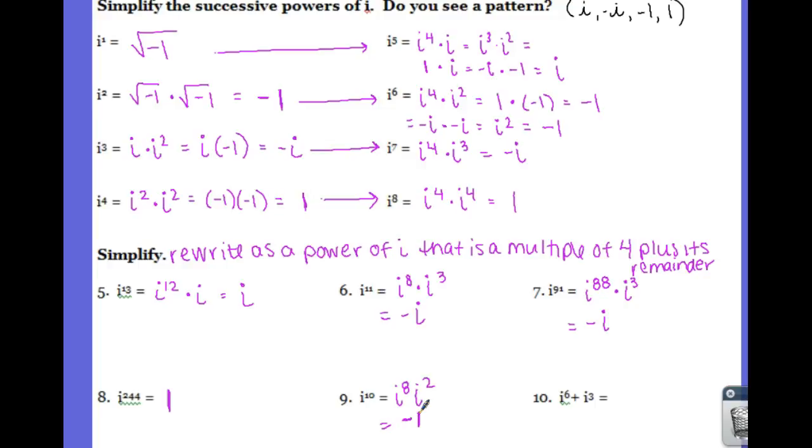So you simplify separately. Simplify i to the 6th, which we already said was negative 1. And you simplify i cubed, which we said was negative i. So i to the 6th plus i cubed is the same as negative 1 minus i. Do not write it as i cubed or i to the 9th. Good? Okay.